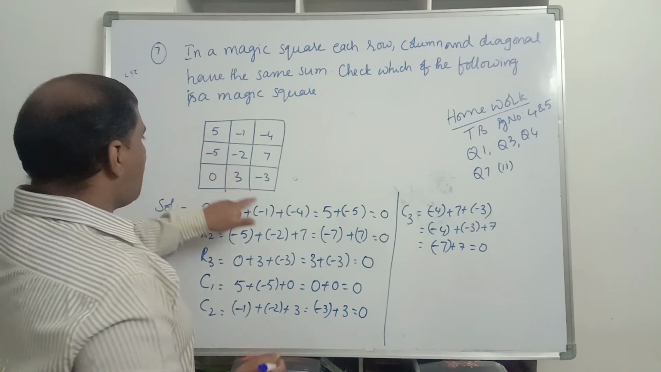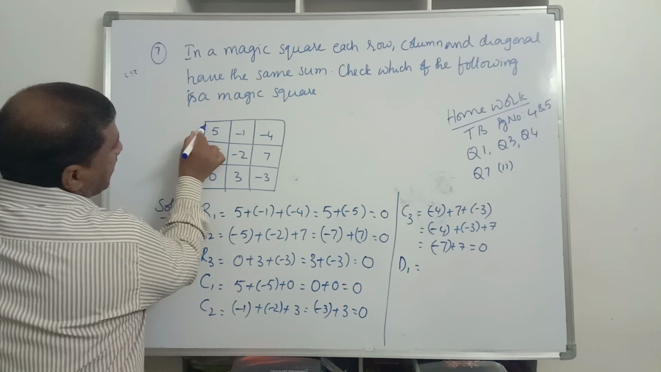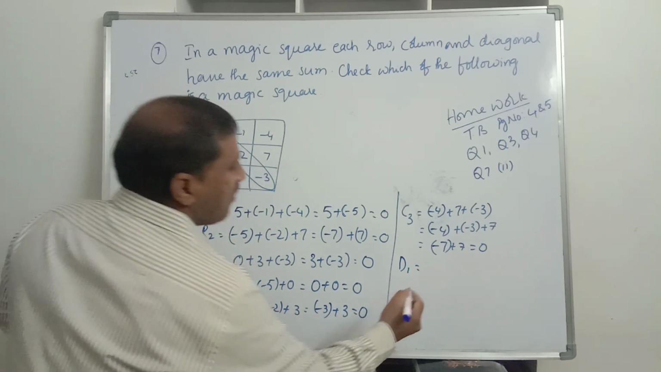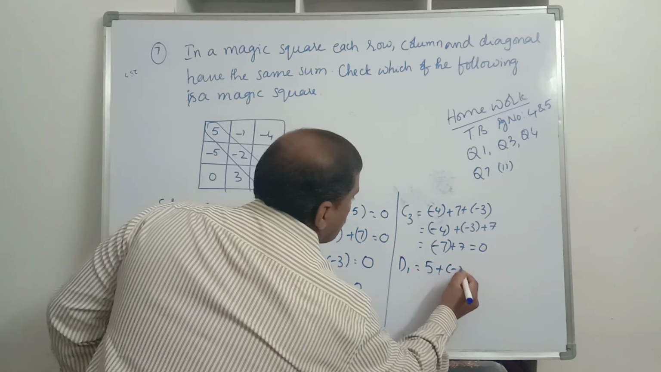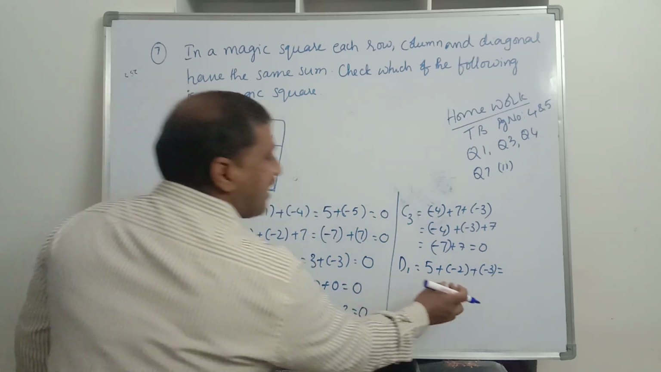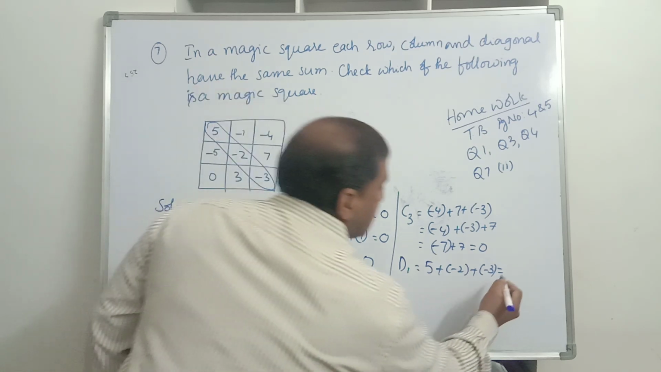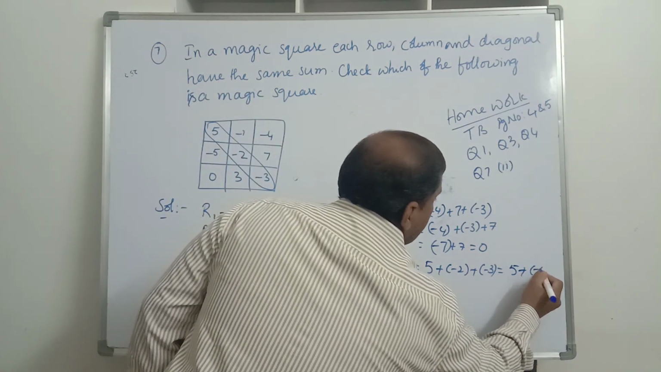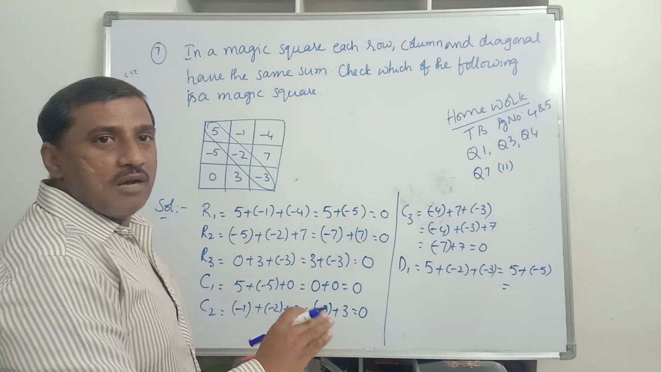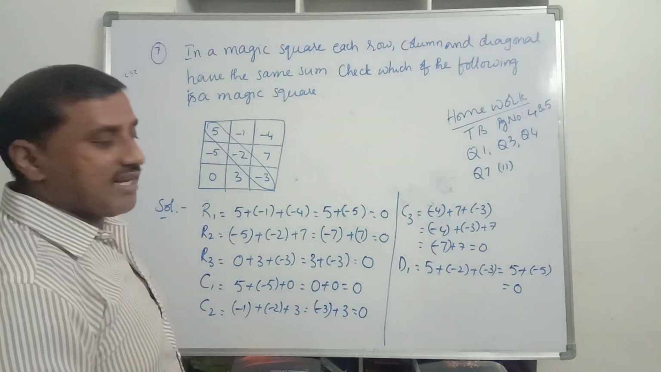Now find out the diagonals. I am taking diagonal 1, D1. So what are the numbers in diagonal 1? That is 5 plus (-2) plus (-3). Two negative integers are there. Add -2 minus 3. What do we get? -5. Therefore it is 5 plus (-5). Both are the same numbers with a different sign, positive and negative. Therefore their sum is equal to 0. 5 minus 5 is 0.